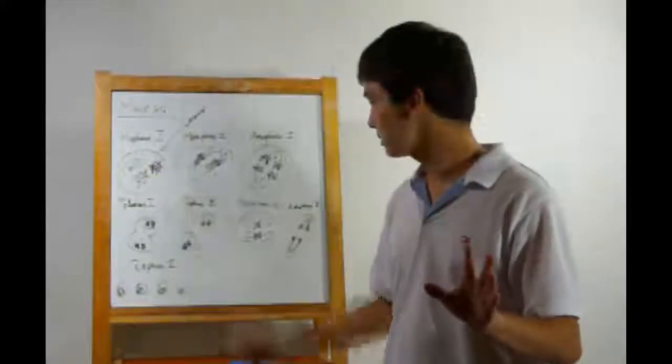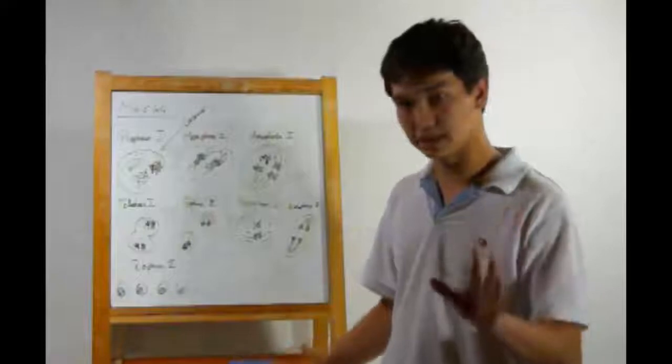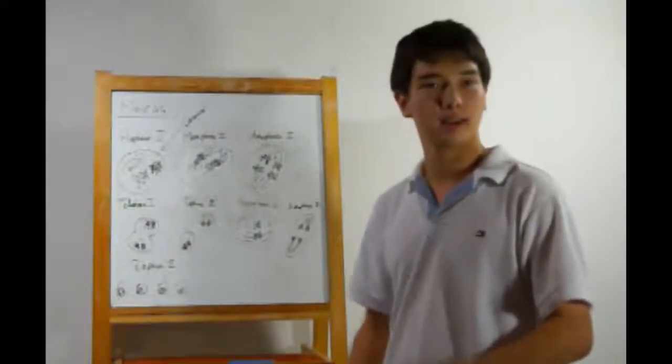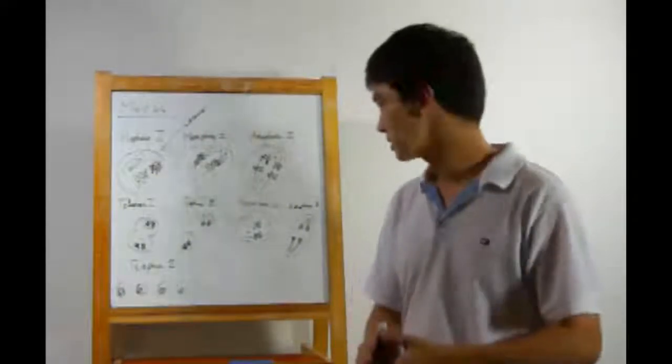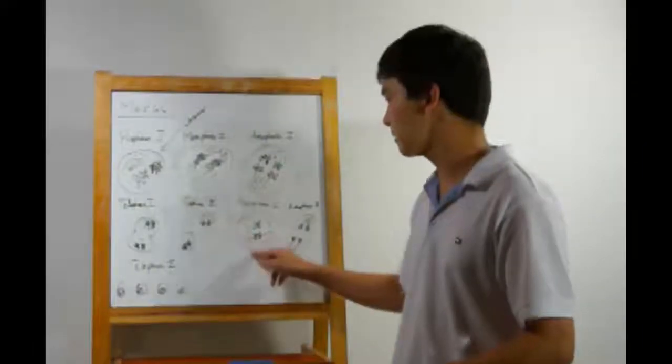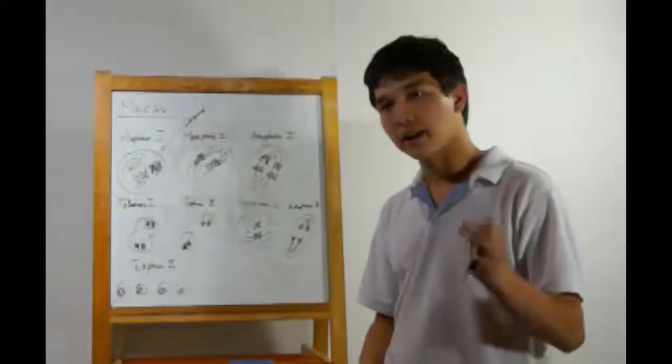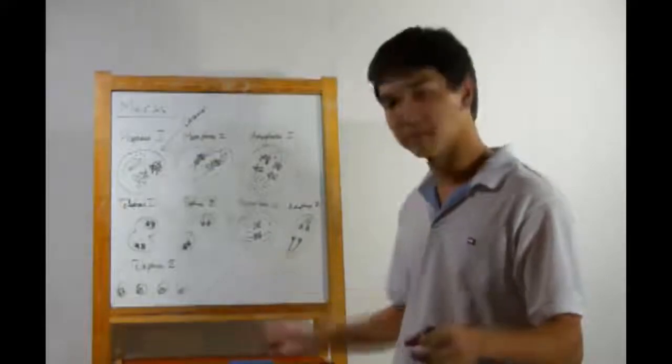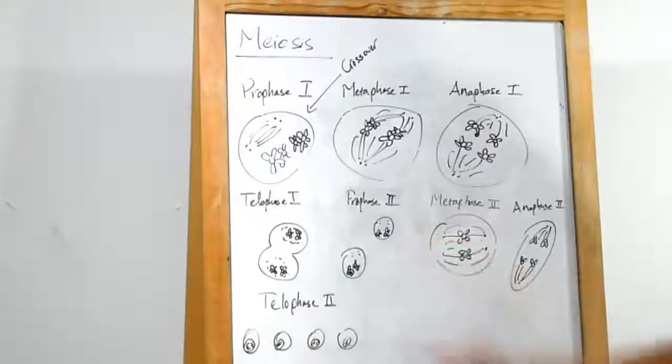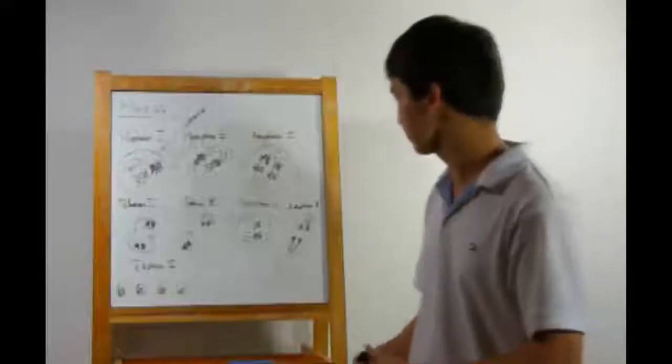Now, you notice that we skipped interphase. There was no interphase between telophase 1 and prophase 2. That means the DNA was not doubled. Then we'll head into metaphase 2. Now, I'm going to show it to you with only one cell, but just keep in mind that there are two cells doing the same thing simultaneously.